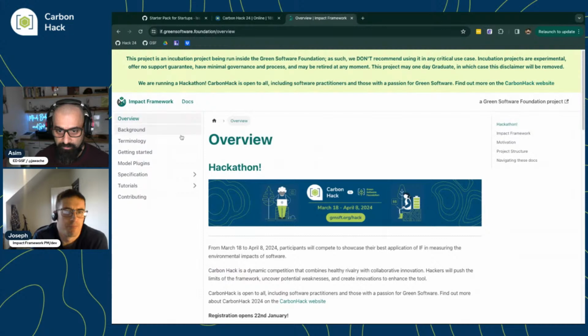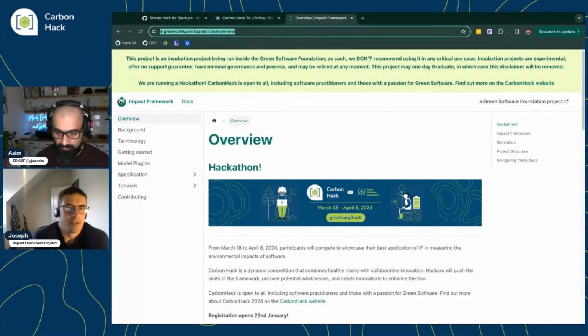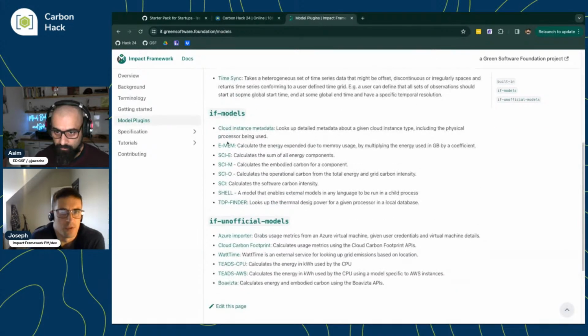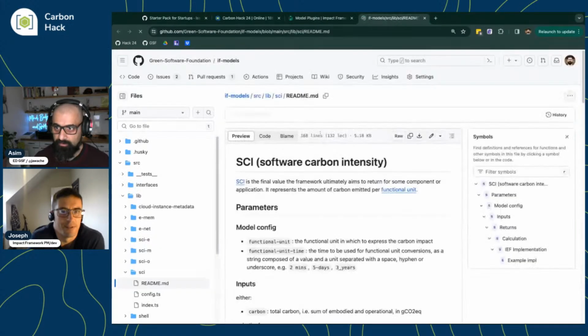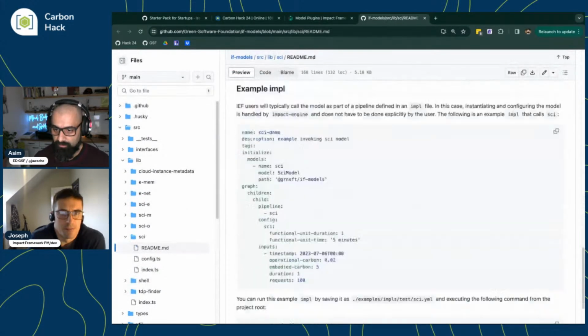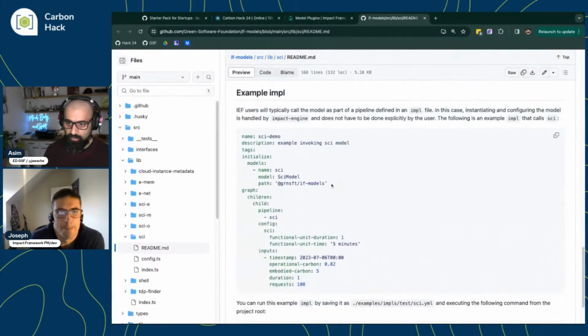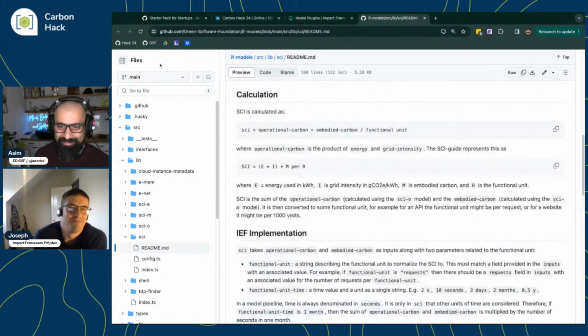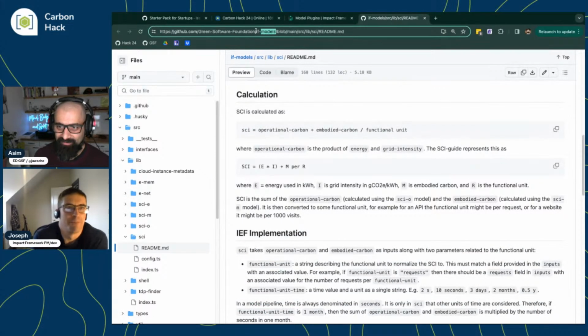Do we have any samples in here? Do I have to go to the code? I just need some impulse. So just go to the code. Yeah, you can go to model plugins and go to the examples in the readmes. They've all got example impulse in. What would be any one of the Sci ones? Sci, yeah, any. Scroll down. Unfortunately, it's just got one pipeline here. So let me actually just go to IF.